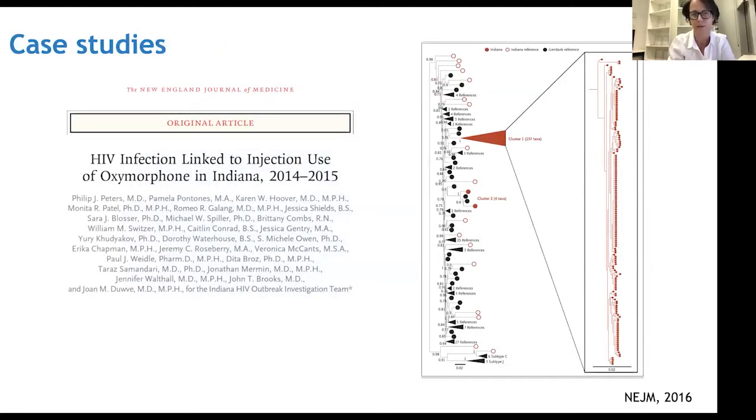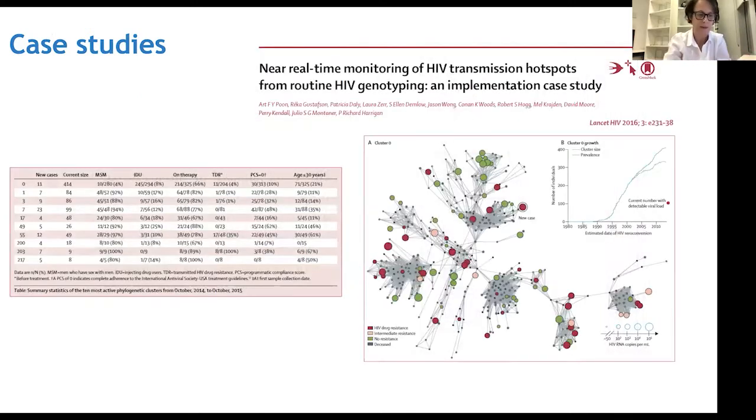Some case studies of how this has been used. These are maybe very familiar to people on the call. They've been high profile case studies. One identified a cluster of infections linked to injecting opioids. This was retrospective, so a lot of the cases were already known. The other relatively high profile use has been in British Columbia, where really it was the world's first automated phylogenetic system, applied in real time to look at clusters as they emerged and expanded, and to try and intercept them before they got much bigger.